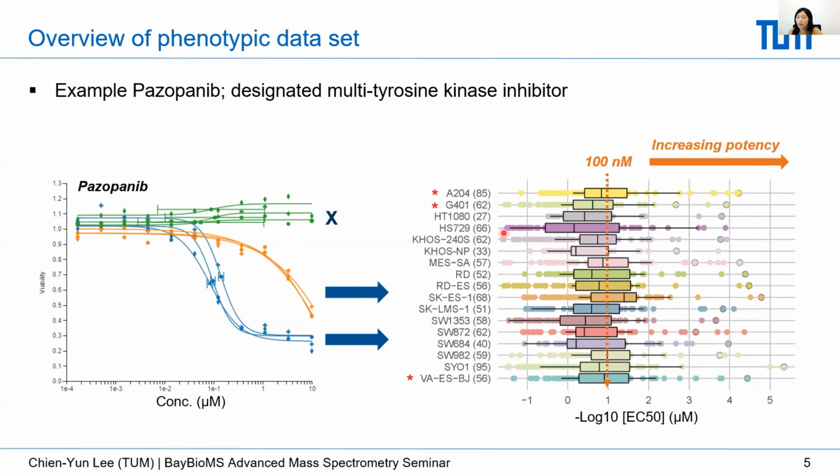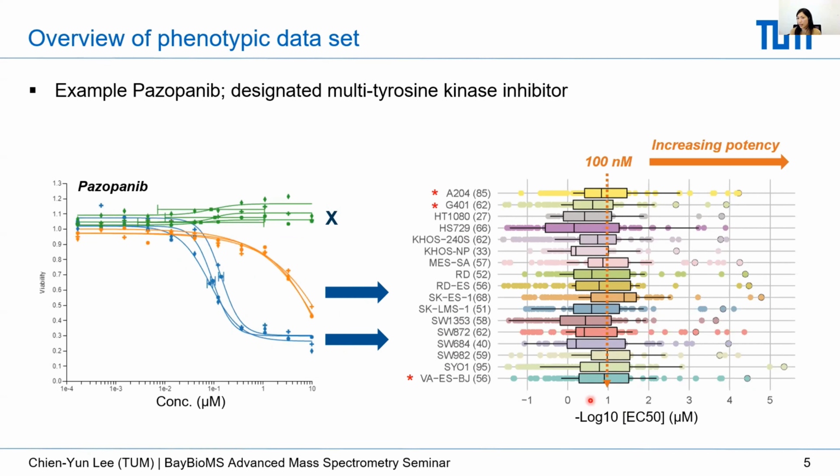So now we can have an idea about the potency. And here's the example of pazopanib. Pazopanib is one of the multi-tyrosine kinase inhibitors, which has been approved for sarcoma treatment. And you can see, just taking 3 cell lines as an example, we have a cell line which does not respond to pazopanib, a cell line which is semi-responsive to pazopanib, and also a cell line which is very sensitive to pazopanib. From these two types of curves we can calculate the EC50, and the blue line here can roughly give you an EC50 of 100 nanomolar.